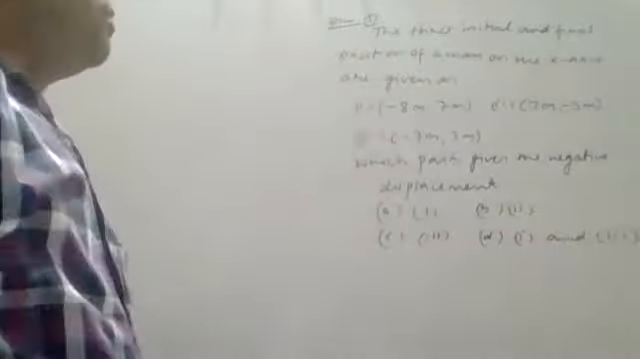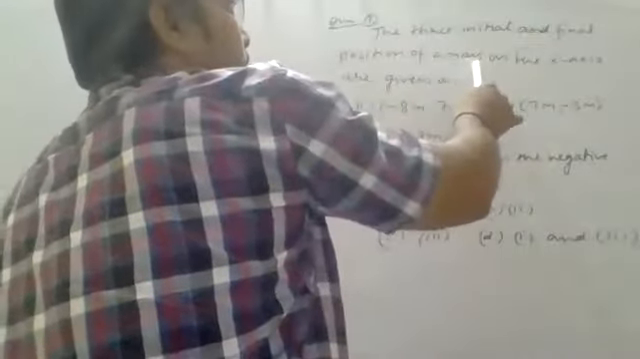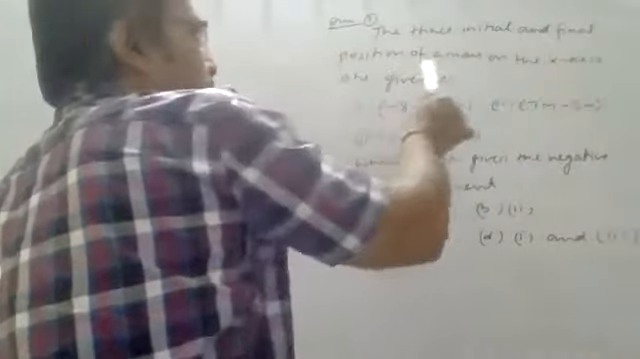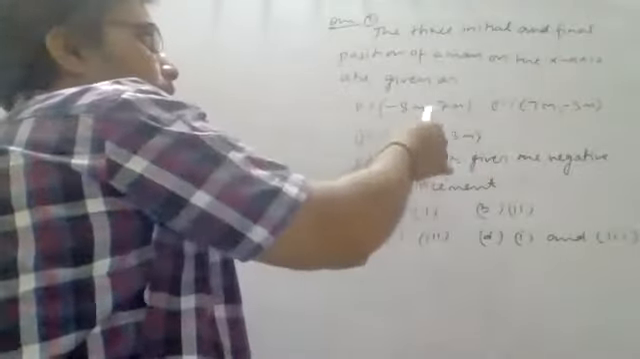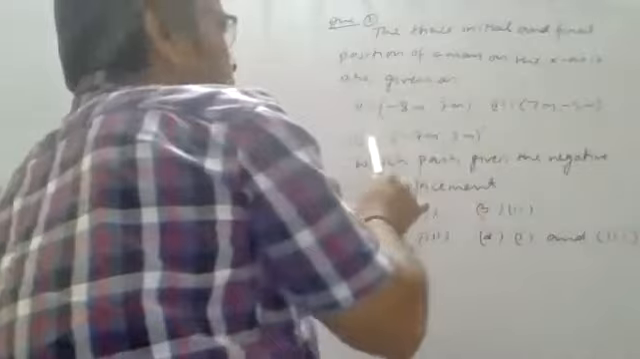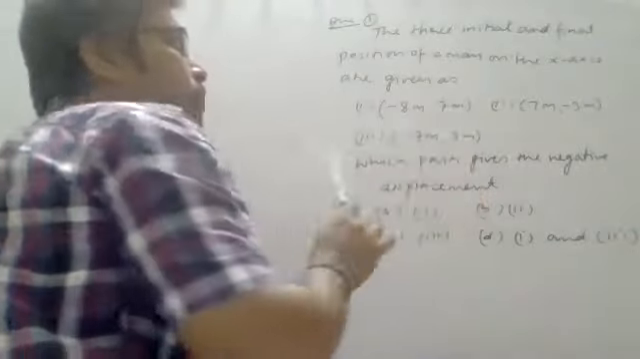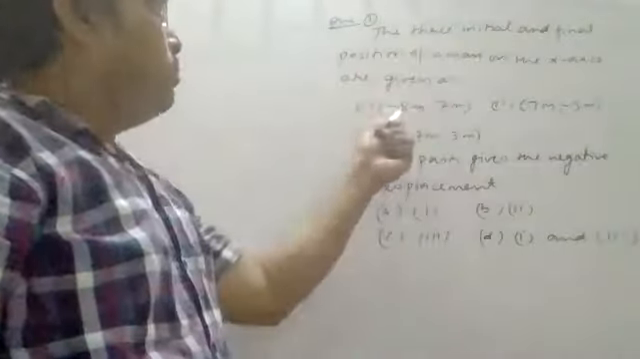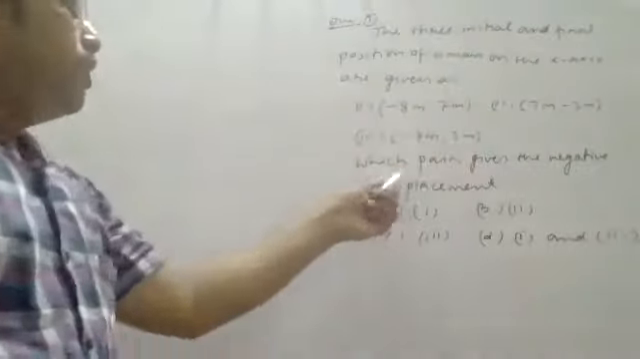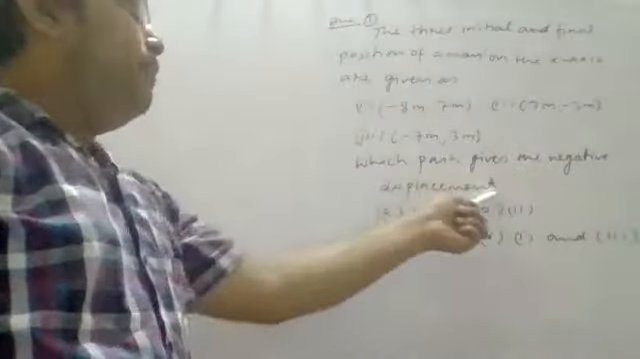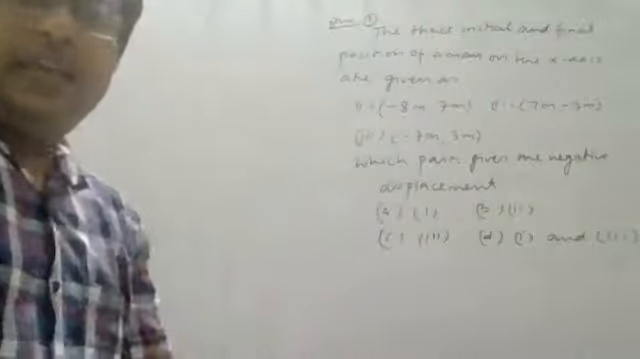Question practice based on displacement first. The initial and final positions of a man on the x-axis are given as: first position, minus 8 meter, 7 meter; second position, 7 meter, minus 3 meter; and third position, minus 7 meter, 3 meter. The first is the initial position and the second is the final position. Which pair gives the negative displacement?